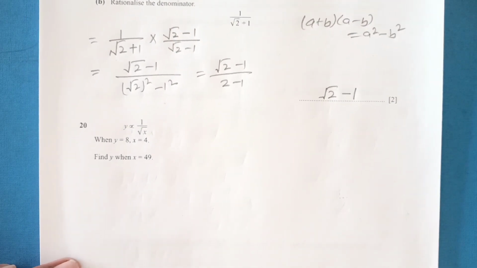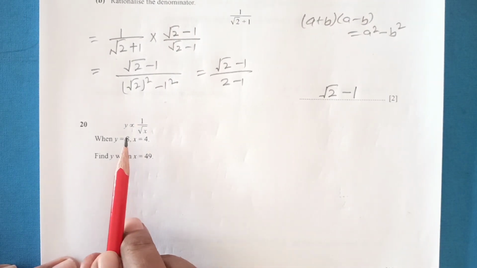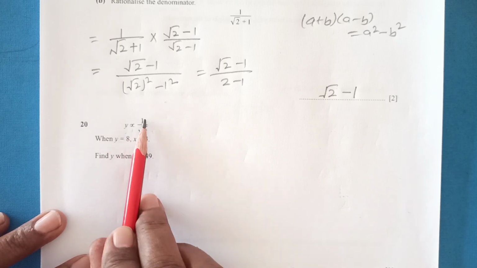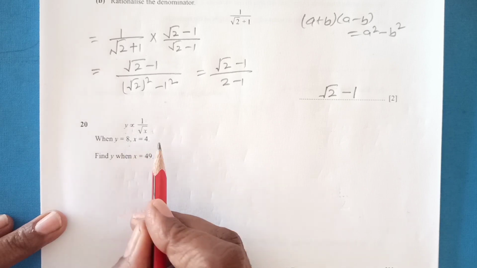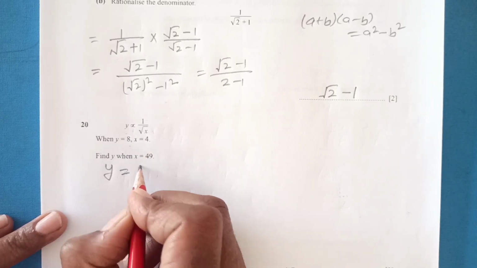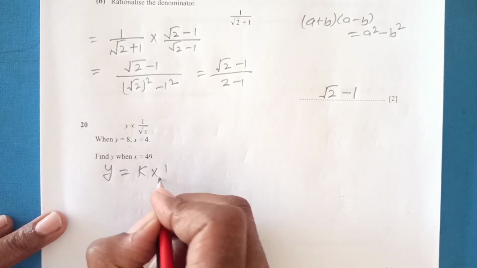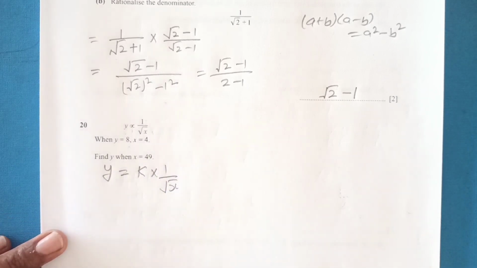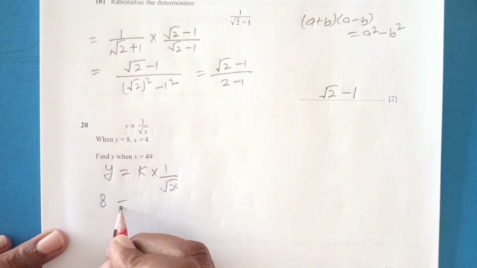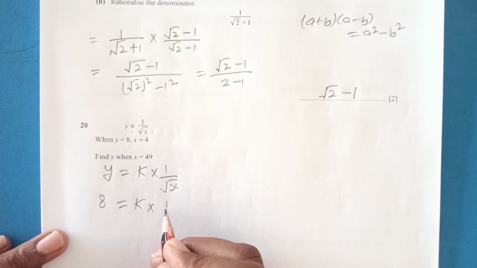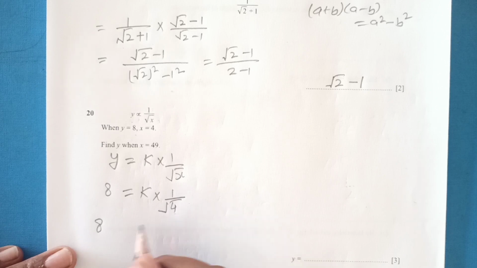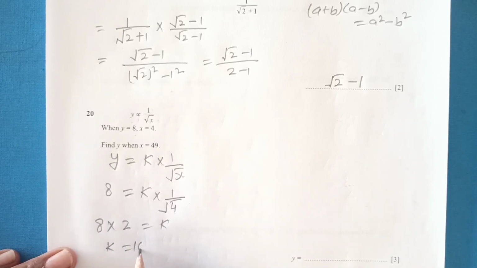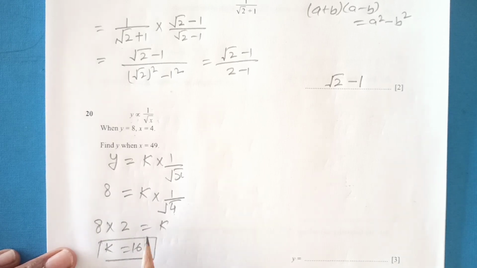Okay. Now question number 20. We have y is inversely proportional to 1 over square root of x. When y is 8, x is 4. So y will be k times 1 over square root x, where k is the constant of proportionality. Now y is 8 when x is 4, right? So this is 8 and this will become 2, cross multiply here. So we got k from here as 16, right? So the value of k is 16.